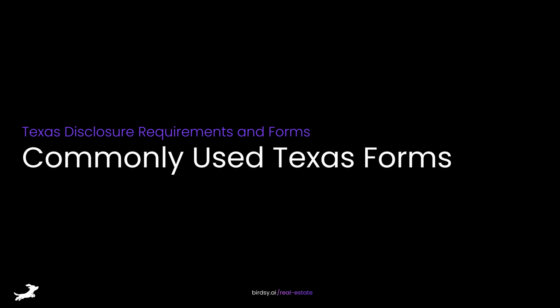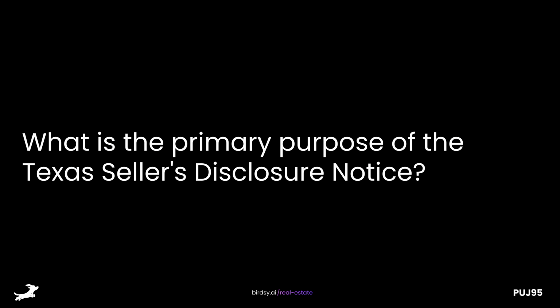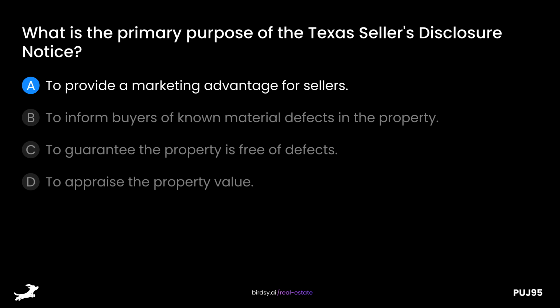Commonly used Texas forms. What is the primary purpose of the Texas seller's disclosure notice? Is it A, to provide a marketing advantage for sellers, B, to inform buyers of known material defects in the property, C, to guarantee the property is free of defects, or D, to appraise the property value? The answer is B, to inform buyers of known material defects in the property.